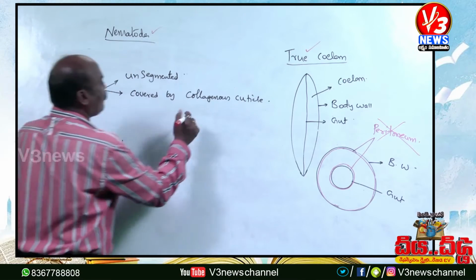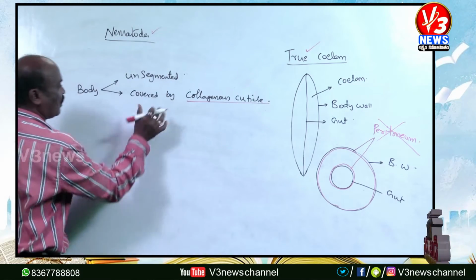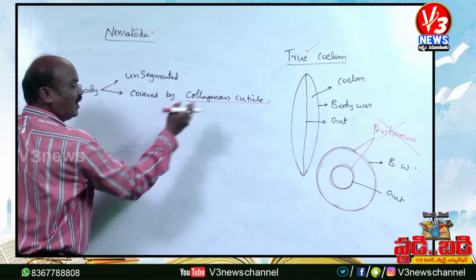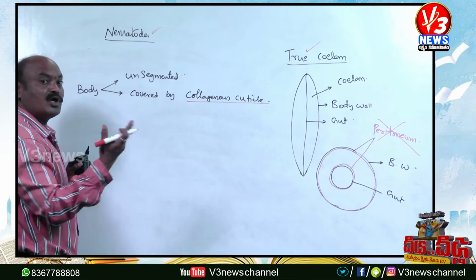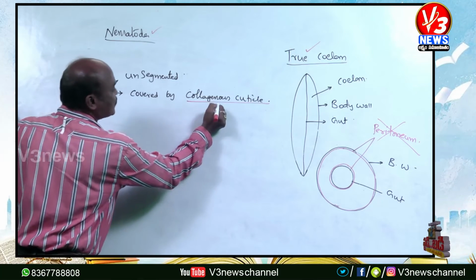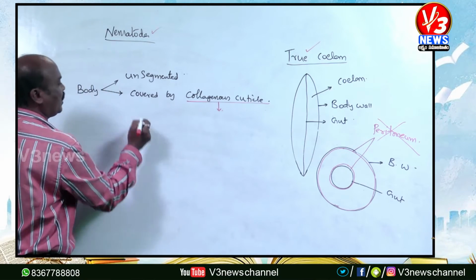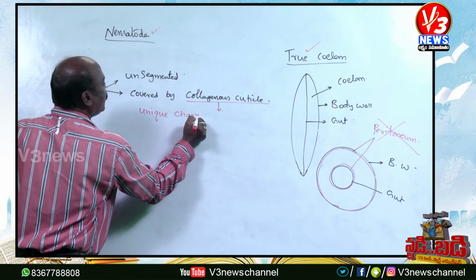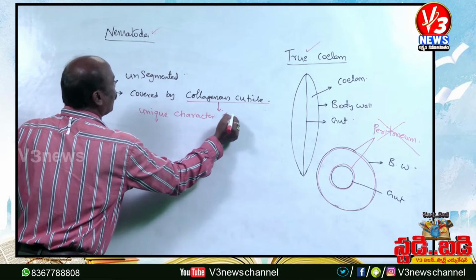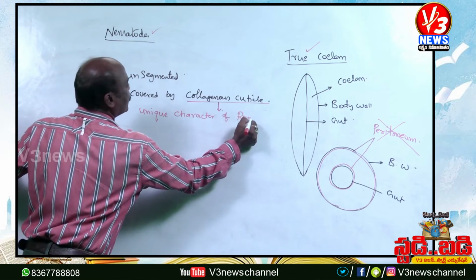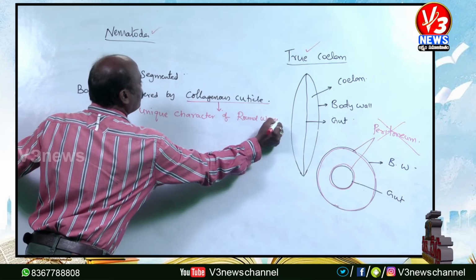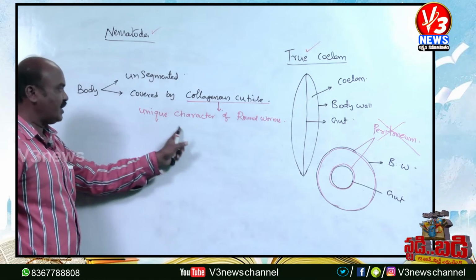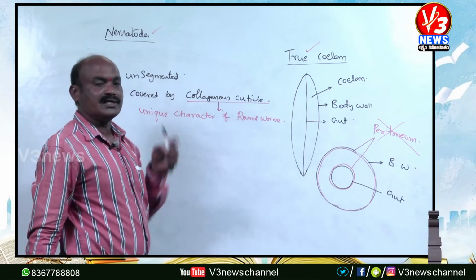So, this is the unique feature. The body wall, the body is covered by collagenous cuticle for their protection, because they are parasites. So, the presence of collagenous cuticle is the unique character, the unique feature of the roundworms. That is a very important point.